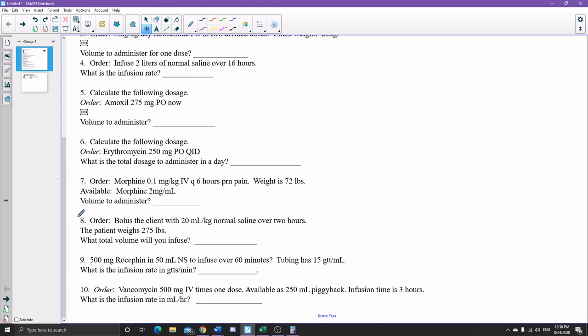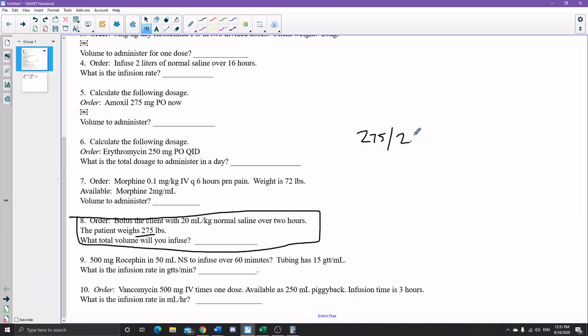Okay, number 8. Kind of covered that. Order. Bolus the client with 20 ml per kg of normal saline over 2 hours. They weigh 275 pounds. What's the total volume? So, first step, we have to convert that 275 pounds. Divided by 2.2.